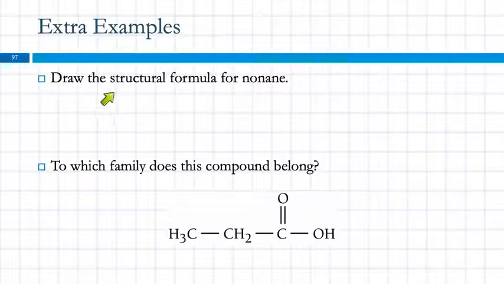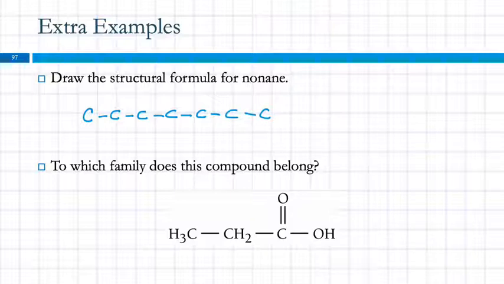So we should be able to do something like this. Draw the structural formula for nonane. Well, what does non tell me? 9 carbons. So the structural formula, I have to show how everything's connected. The carbons are going to make a long chain. There's going to be 9 of them. 1, 2, 3, 4, 5, 6, 7, 8, 9. That's the typical math you find in organic chemistry. It's counting carbons.